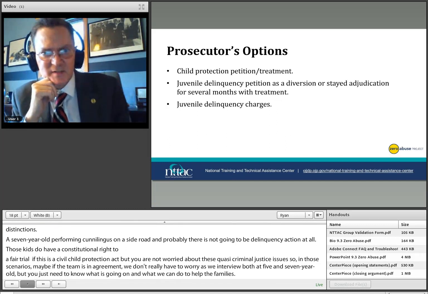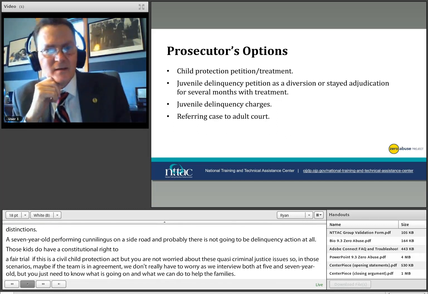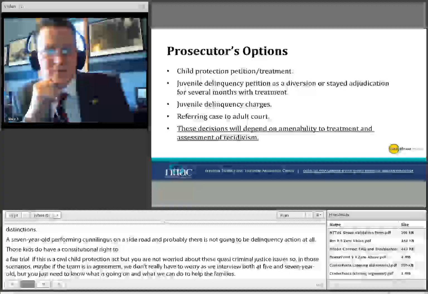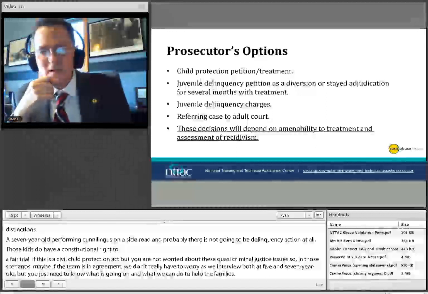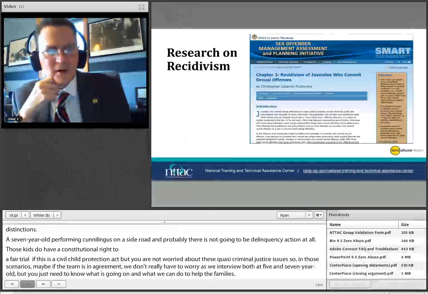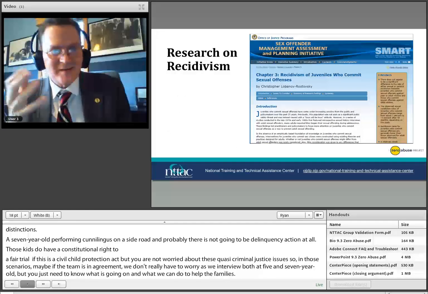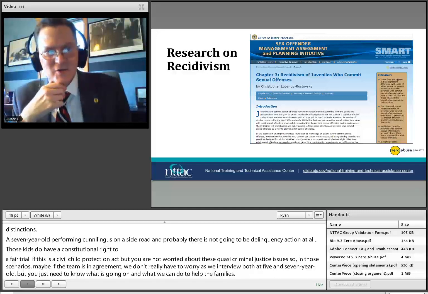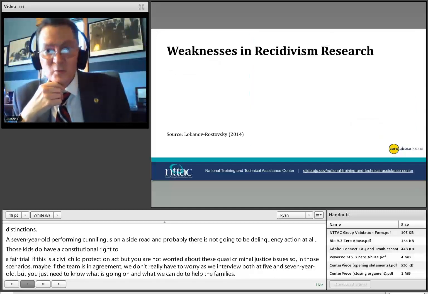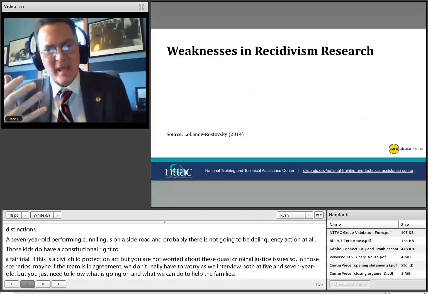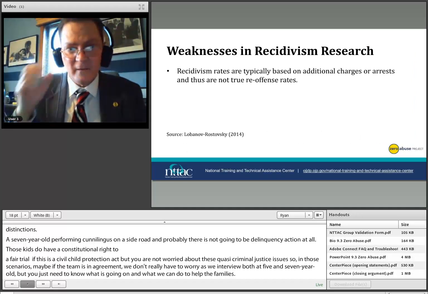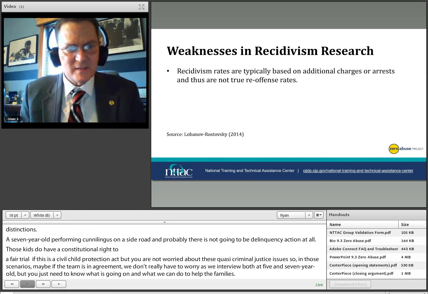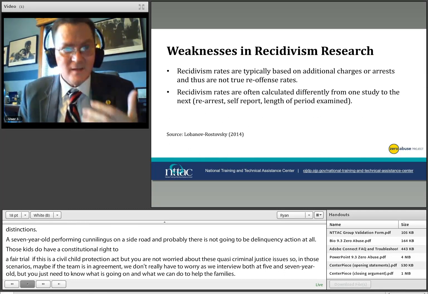The 7-year-old performing cunnilingus on the 5-year-old, then probably there's not going to be a delinquency action at all. Those kids do have a constitutional right to a fair trial if there's a civil child protection action, but you're not worried about these quasi-criminal justice issues. So in those scenarios, maybe if the team is in agreement, we don't really have to worry as we interview both that 5 and 7-year-old. We just need to know what's going on and what we can do to help the families.